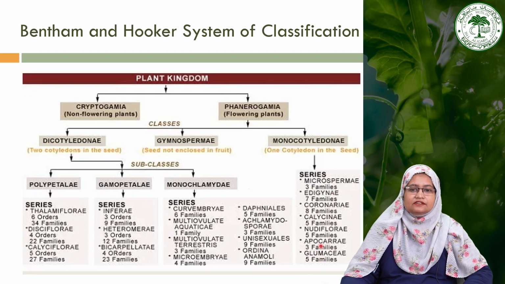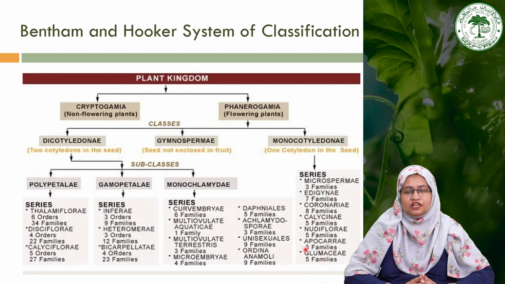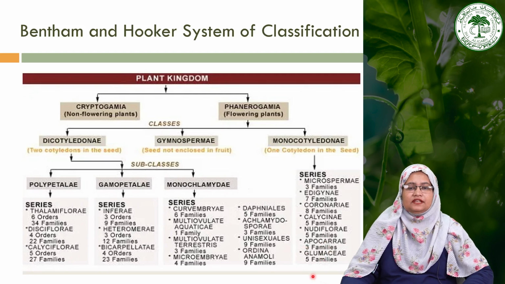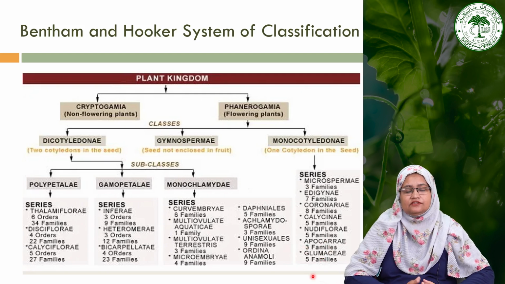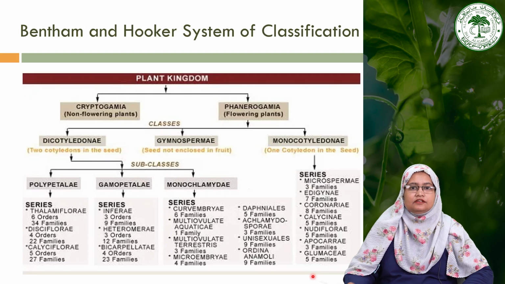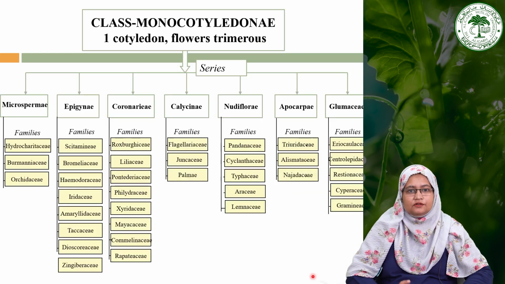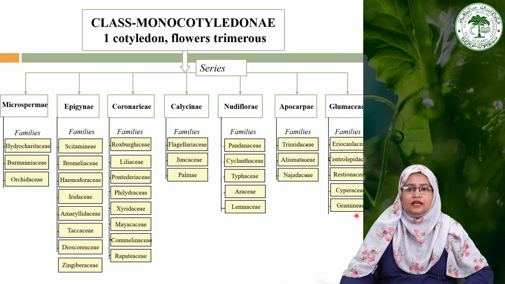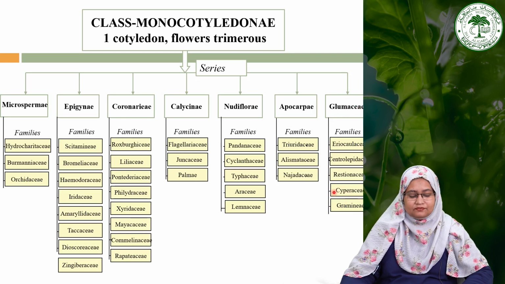This is the last series of the Bentham and Hooker system of classification, and this particular family has many advanced characteristics over all other families. Now moving forward to the systematic position, as this is the Glumaceae, today we will explore the family Cyperaceae.